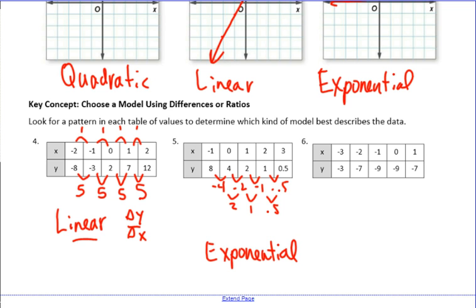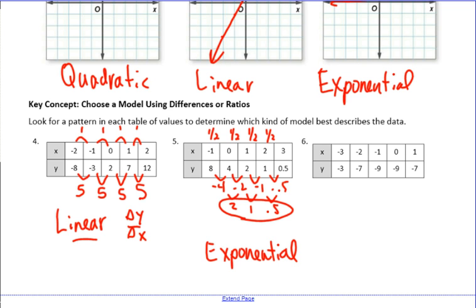If it was a quadratic function, these values right here would all be the same. So if you look here, this is multiplying each time by 1/2. 8 times a half is 4. 4 times a half is 2. 2 times a half is 1. 1 times 1/2 is 0.5. So that's an exponential function.